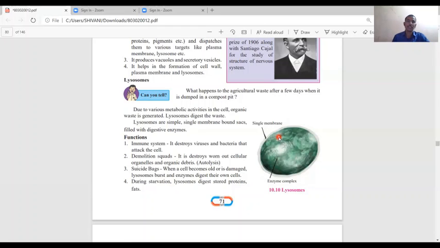Now, the third function is suicide bags. When a cell becomes old or damaged, lysosomes burst and the enzymes digest their own cell. During starvation, lysosomes digest stored proteins and fats.